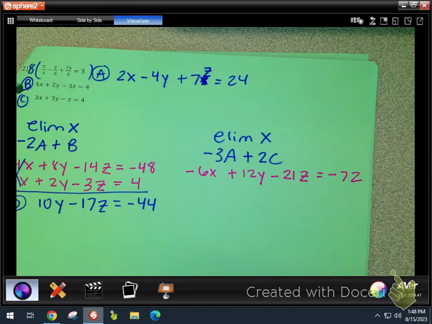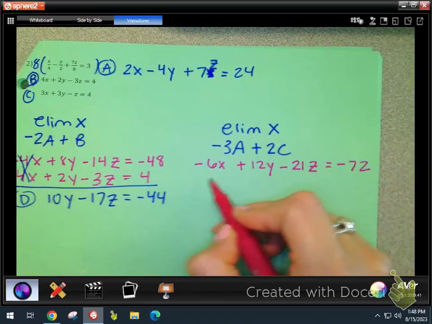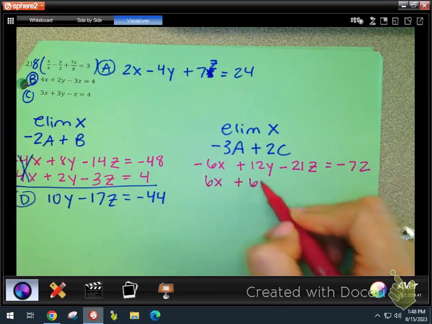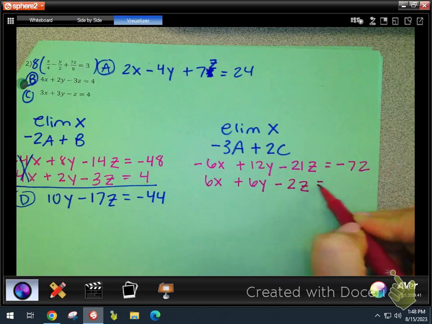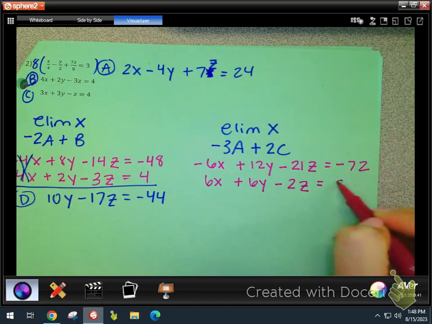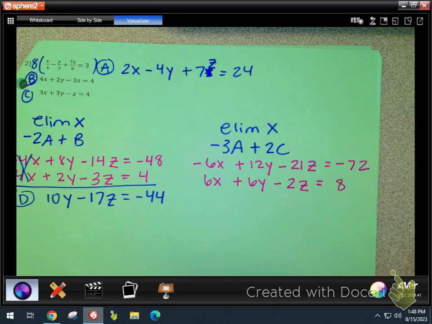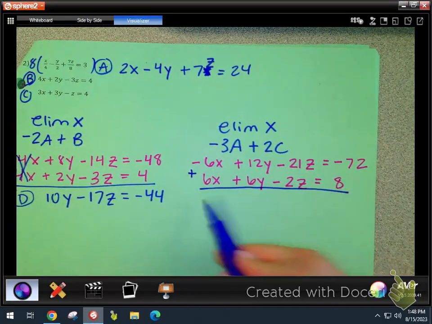Okay, so that's negative 3a. 2c. This one's going to be 6x, 6y, minus 2z, 8. Don't forget the constant. That's the most common mistake. All right, let's add it up, and we're going to get equation E.